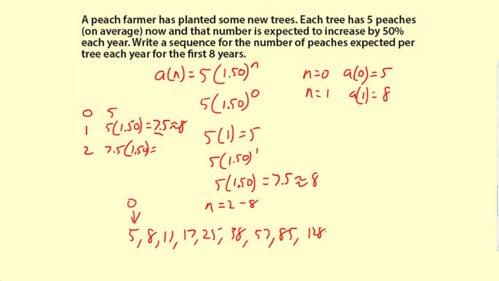So like I said, there are 2 ways to do this. One way is to use the explicit rule, input the number n every time, 0 through 8, and then get your outputs and make this sequence that way. Or you can do it recursively, just take the number 5 and start multiplying by 1.5 repeatedly, and each answer is the next number in the sequence.